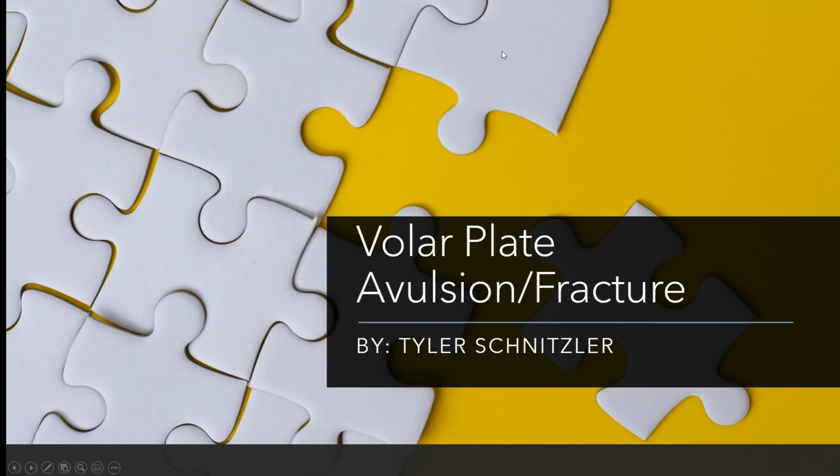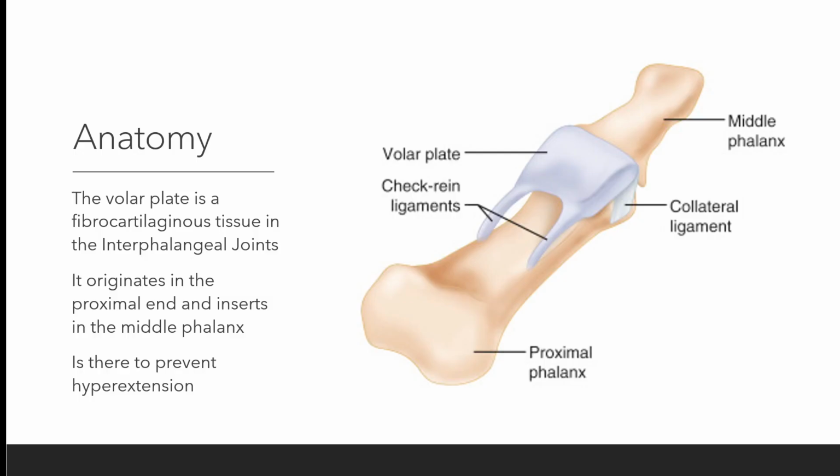In this presentation, we're going to be looking at volar plate avulsion/fractures. The anatomy of the volar plate is it is a fibrocartilaginous tissue in the interphalangeal joints. It originates proximally and inserts in the middle phalanx. It is there to prevent hyperextension.